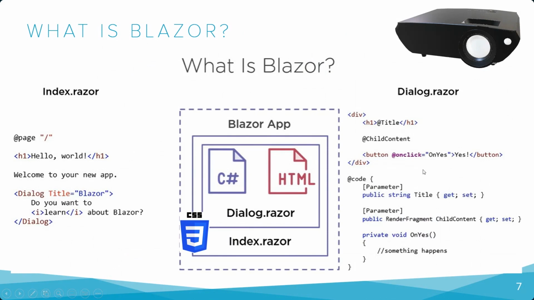And you can nest components like in this example. On the left hand side, you see index.razor, and in this case, the index component is designated as a page that you can navigate to, inside which there is a dialog component embedded.